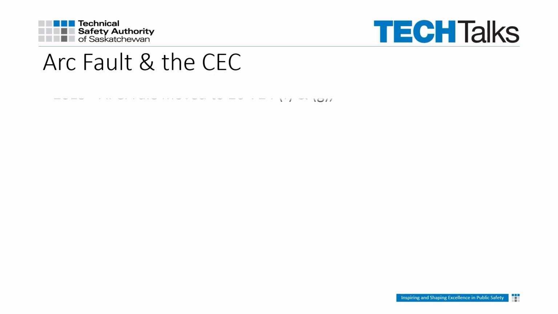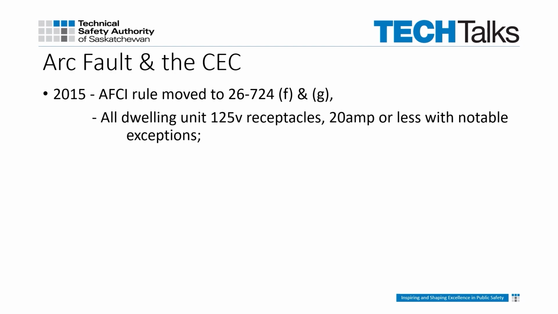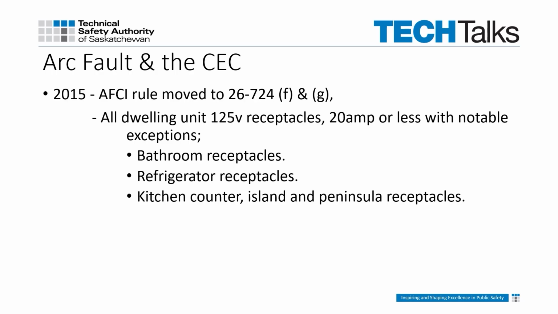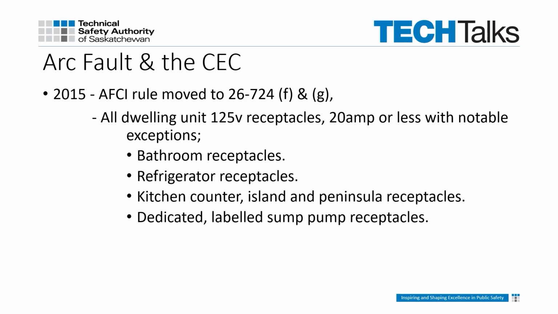Next code cycle, in 2015, the CEC moved arc fault protection to Rule 26724 F and G. It expanded the use of AFCI, requiring them on all dwelling unit receptacles rated 125 volts and 20 amps or less. There were a few notable exceptions, those being bathroom receptacles, refrigerator receptacles, kitchen counter, island, and peninsula receptacles, as well as any dedicated labeled sump pump receptacles.